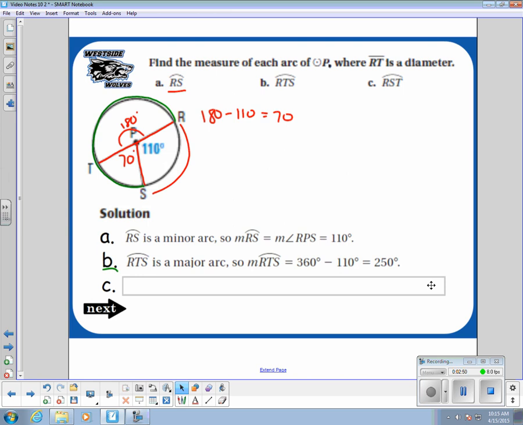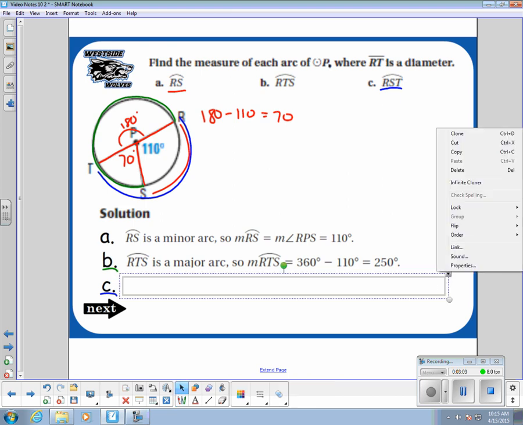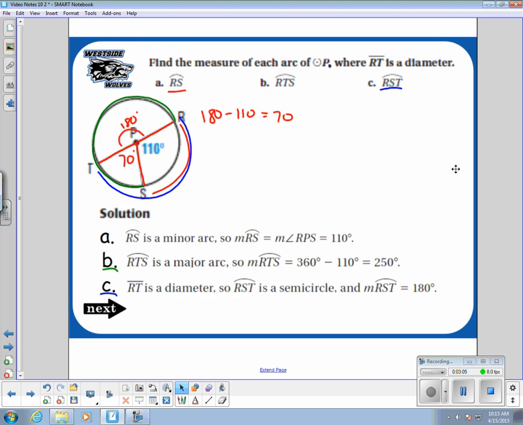And finally, C says arc RST. So RST is from here to here. That's a C in blue. And we know that that's a semicircle, so therefore it's equal to 180 degrees. And that is a semicircle, like we said. Okay, so this was just a little practice.